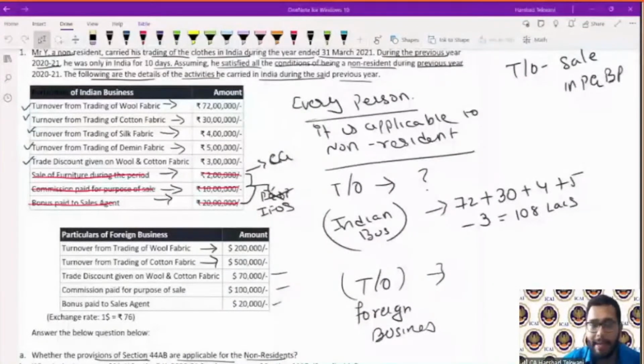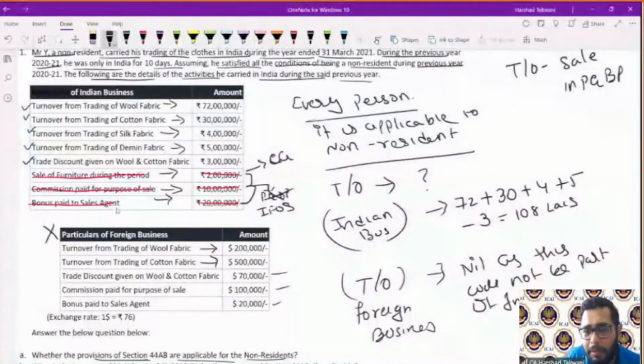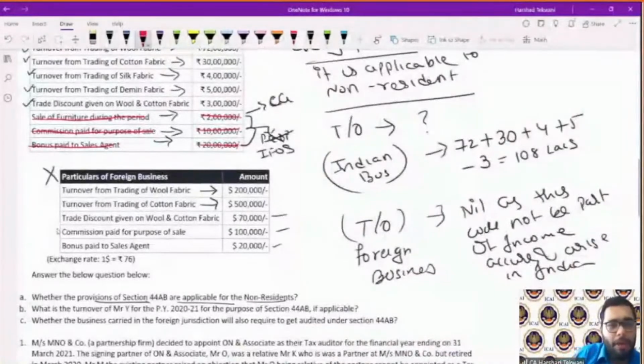As I stated in the start, Mr. Y is a non-resident. Now, Mr. Y is a non-resident, so any income by a non-resident earned outside India will not fall under the provisions of the Income Tax Act. So this will not be counted for the purpose of tax audit. This will not be required to get audited. So turnover from foreign business is nil, as this will not be part of income accrued or arising in India. Simple. So this will not be counted.